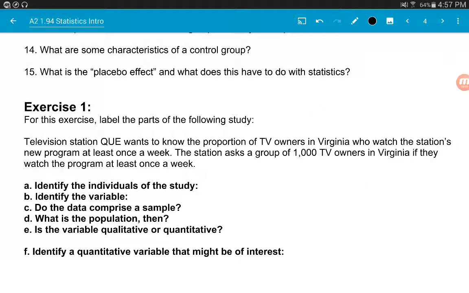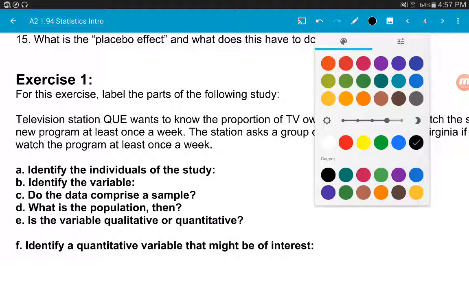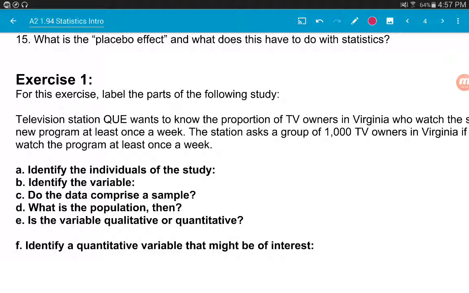So television station QUE wants to know the proportion of TV owners in Virginia who watch the station's news program at least once per week. New program. The station asks a group of 1,000 TV owners in Virginia if they watch the program at least once a week. So we want to identify the individuals, the variable. We want to know if it comprises a sample. What's the population? Is the variable qualitative or quantitative? And then identify a quantitative variable, meaning number, that might be of interest.